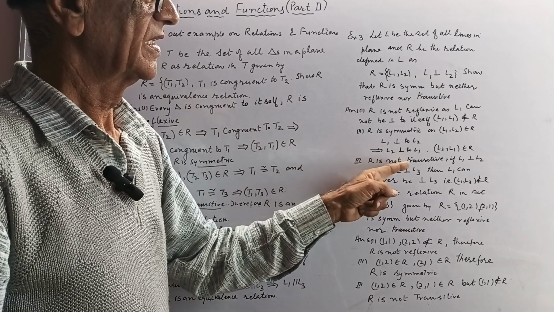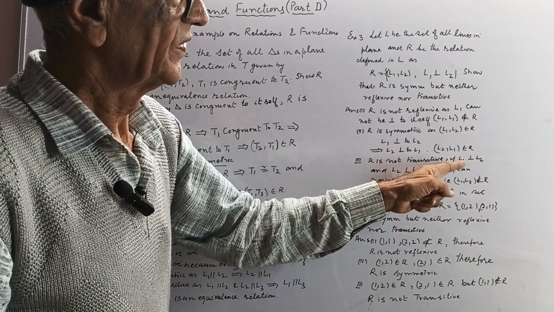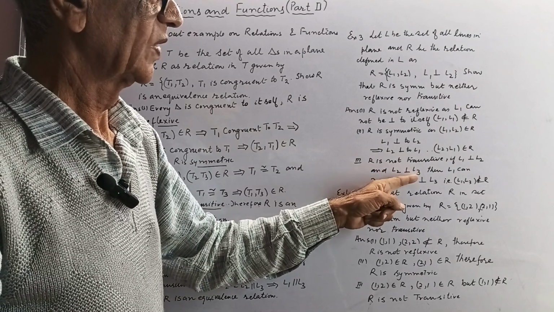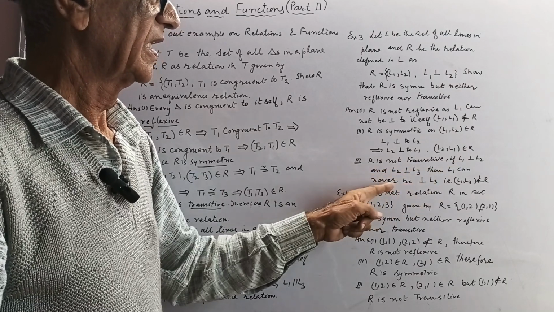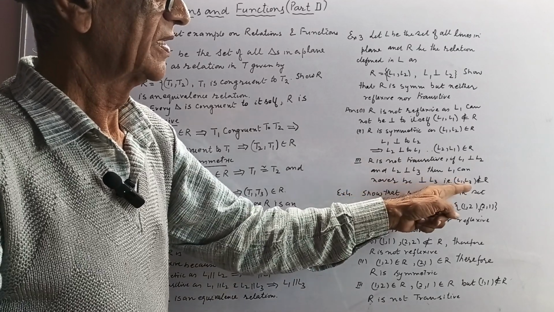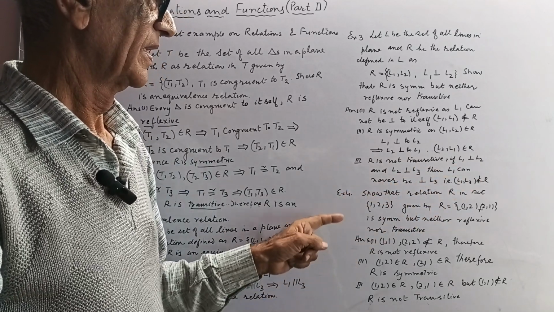R is not transitive. If L1 is perpendicular to L2 and L2 is perpendicular to L3, then L1 can never be perpendicular to L3. Therefore, (L1, L3) doesn't belong to R.